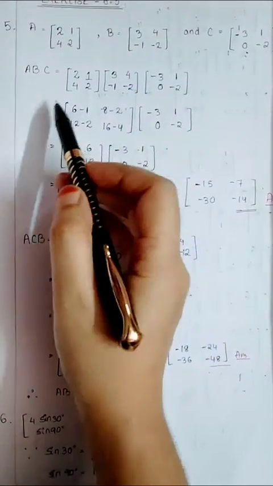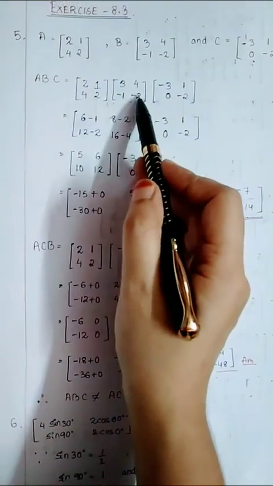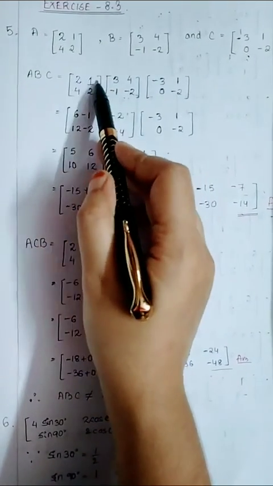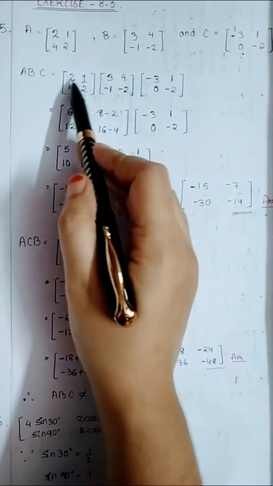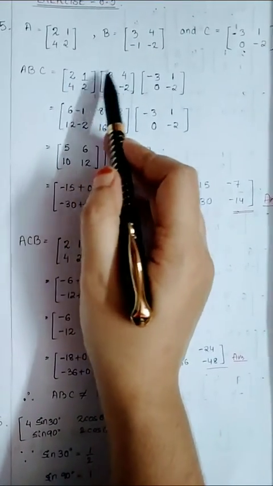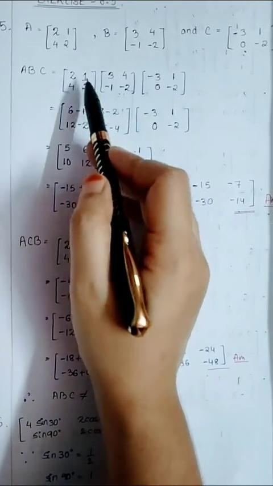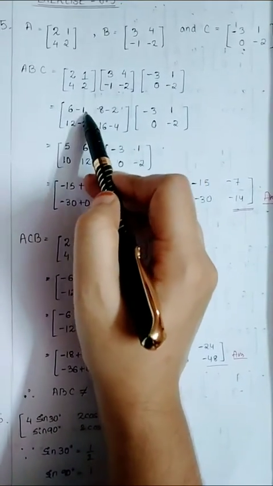Okay, for ABC, first find AB. When you multiply A and B, how will you multiply normally? First row into first column. So it will be plus this first row into first column. So first, 2 3s are 6 and 1 1s are 1, so it will be subtracted.